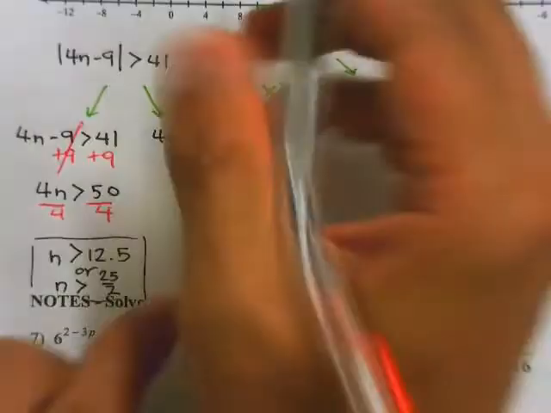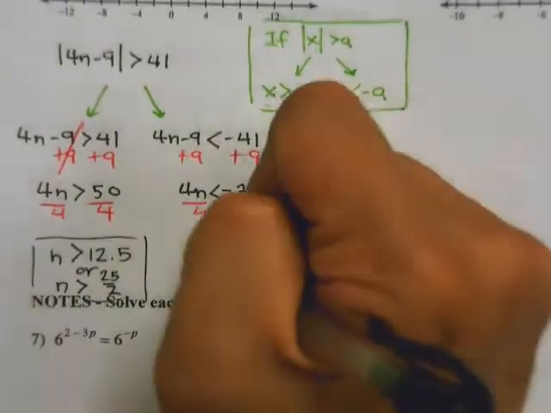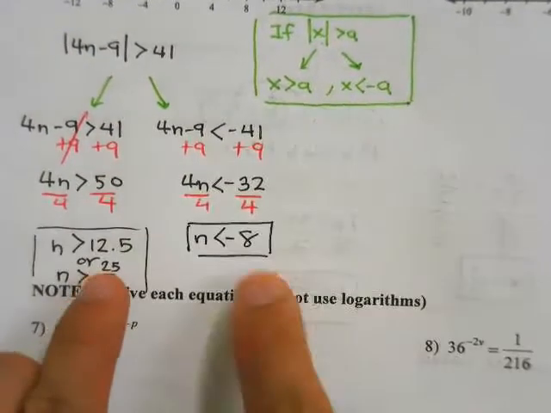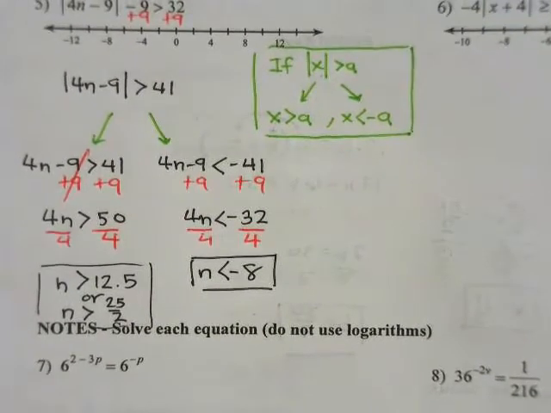Okay, we're going to divide both sides by 4. And this one should be a whole number. N is less than negative 8. Okay, so we're going to graph these two right now. And I think maybe I'll just use a different color for this one. So we're going to graph two different ones.